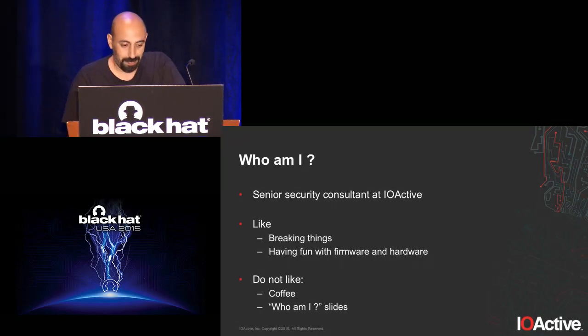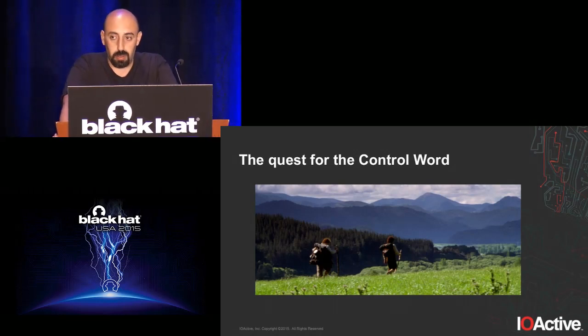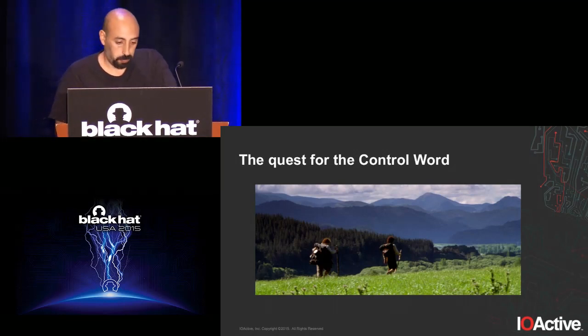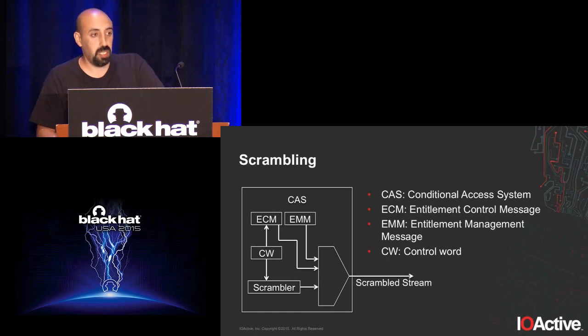Our main point of interest for any attacker trying to decrypt satellite TV encryption is the control word. This control word is the main key to descramble the stream. So we will talk a little bit about how satellite pay TV subscription works and how the scrambling is done. We'll have a small overview of what we are looking at.